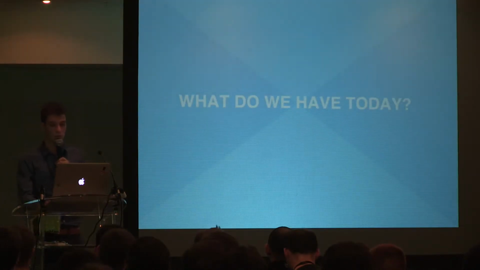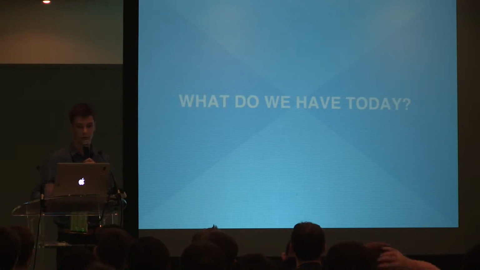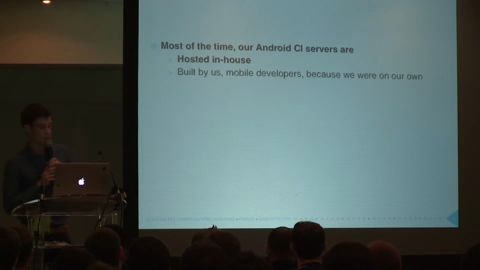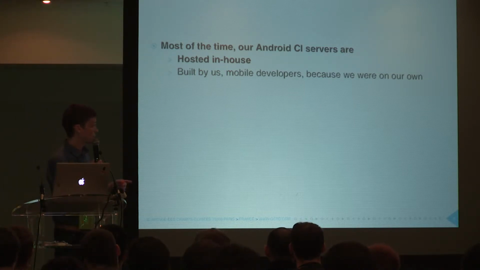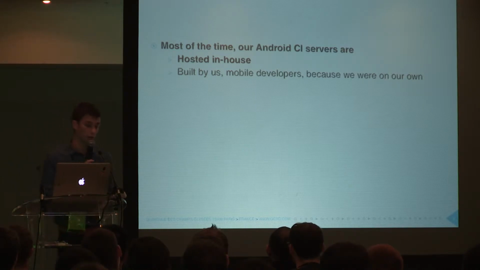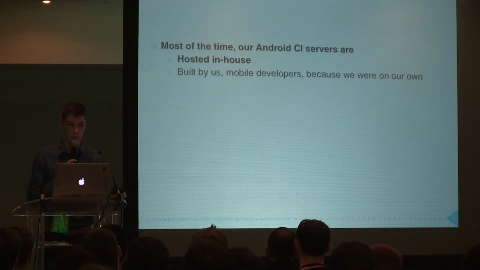So what do we have today? Let's take a little step back on what I believe are the current practices of our developer community with continuous integration. I believe that today, most of the time, our Android servers are hosted in-house on Mac Minis or something else. And very often they were built by us, they were set up by us because we were actually on our own. And if we wanted a CI server, we had to do it ourselves.